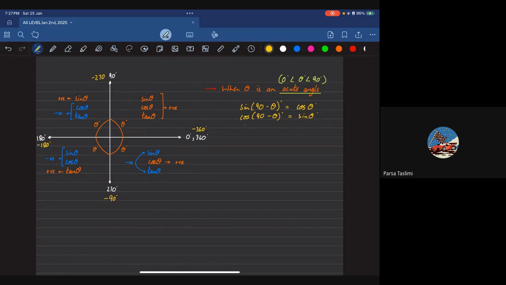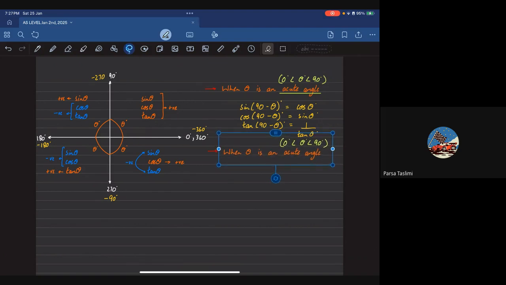And lastly, tan 90 minus theta is slightly different. It means 1 over tan theta. Is this clear, guys? Anyone who doesn't understand this? These are all previous properties that we have done, so it's not something very new.